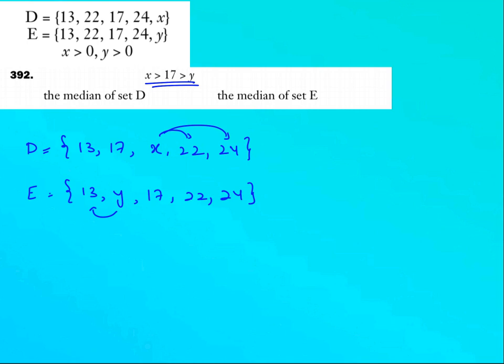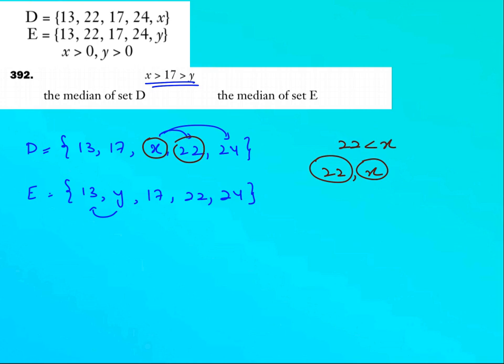Okay. Now what we have to compare is the median. Now if I look at the median of D, it can be x or it can be 22. Because if 22 is less than x, I'll write 22 first and then x, which makes this the third value. So it's either 22 or x.